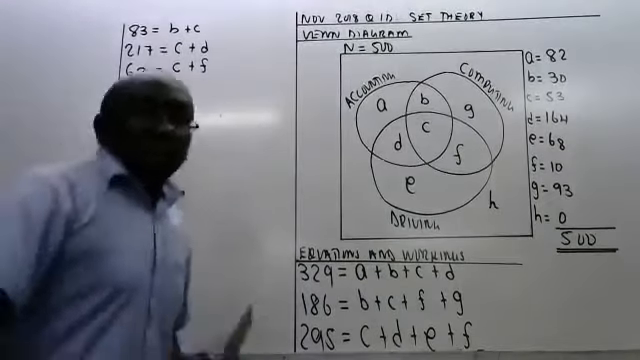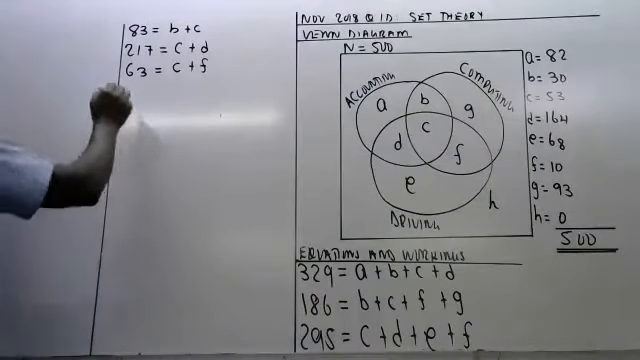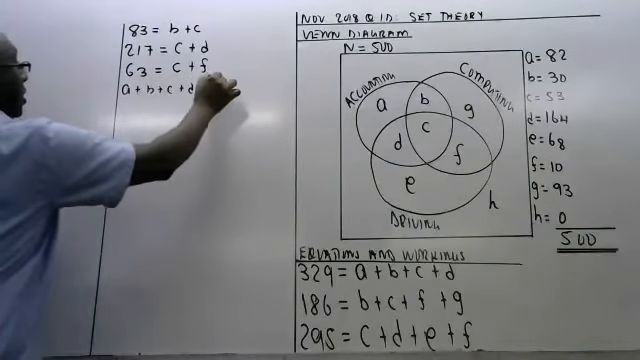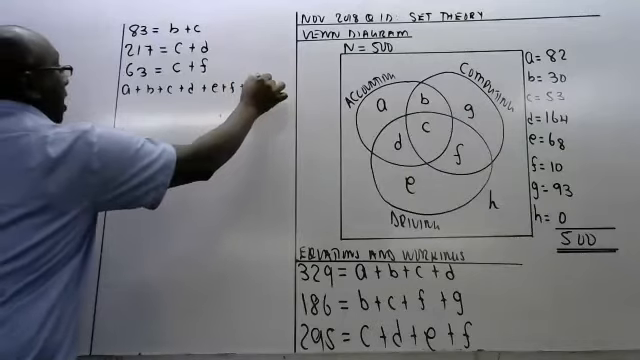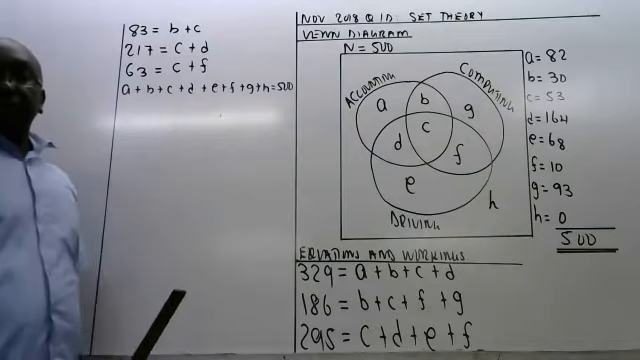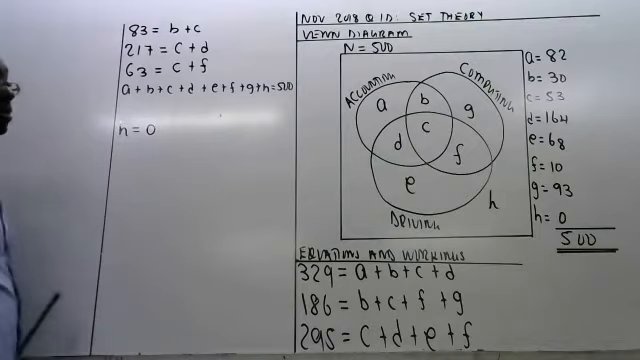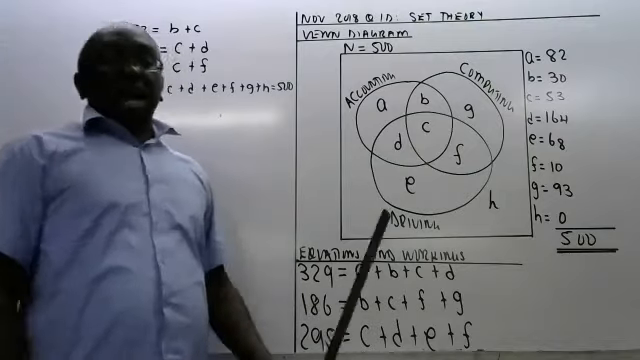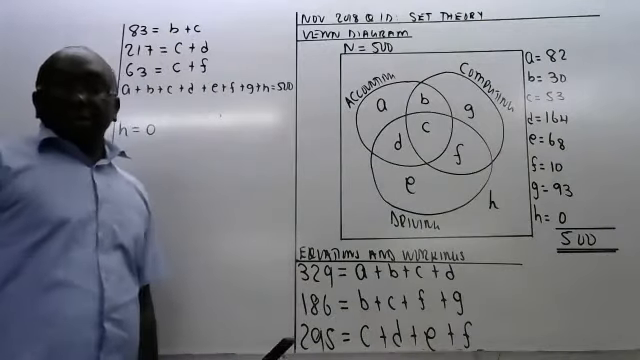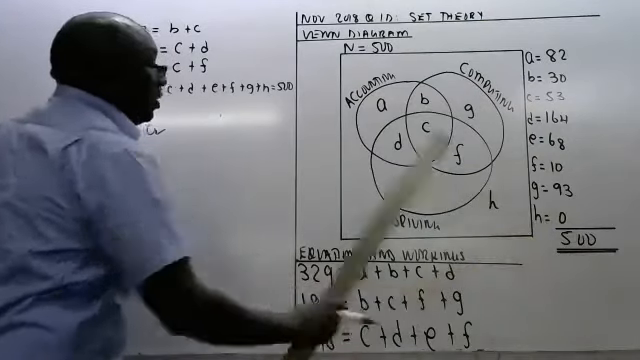Okay, so the first thing is to bring the whole equation, to say A plus B plus C plus D plus E plus F plus G plus H is 500. That's the first thing. Then you say H is 0 because H are the people who are not doing any course. And the study was about students. So if that is true, you record H at 0 there.